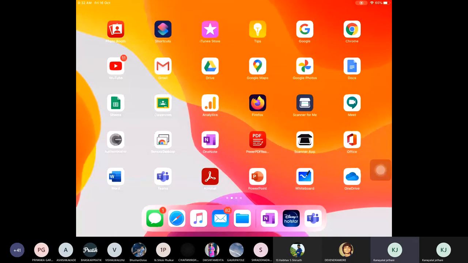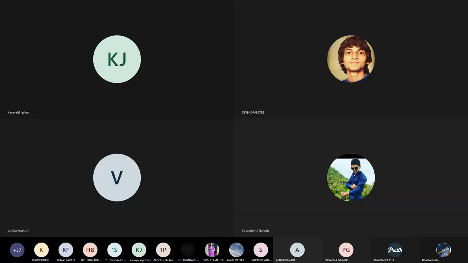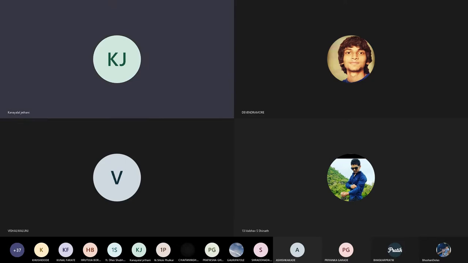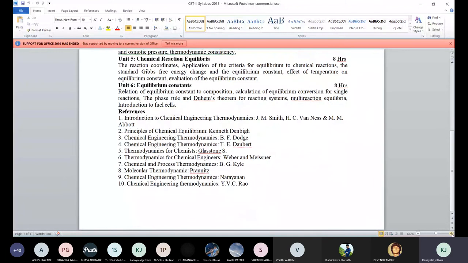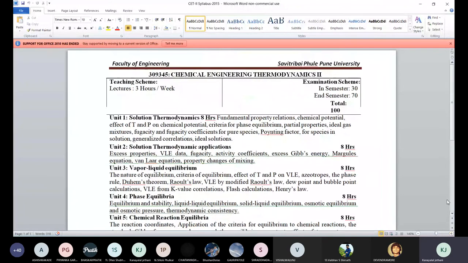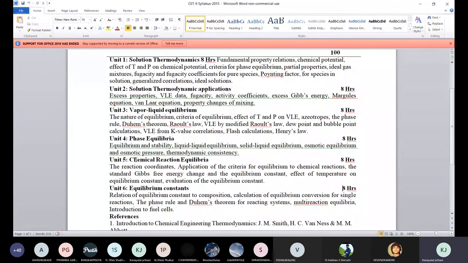There are no questions. Let's move forward. Okay, so can you see this? This is the syllabus of CET 2, and we have just finished unit 4. So now we're going to start unit 5, which is chemical reaction equilibria. And there's another unit called equilibrium constants, unit 6. So we need to do 2 units.